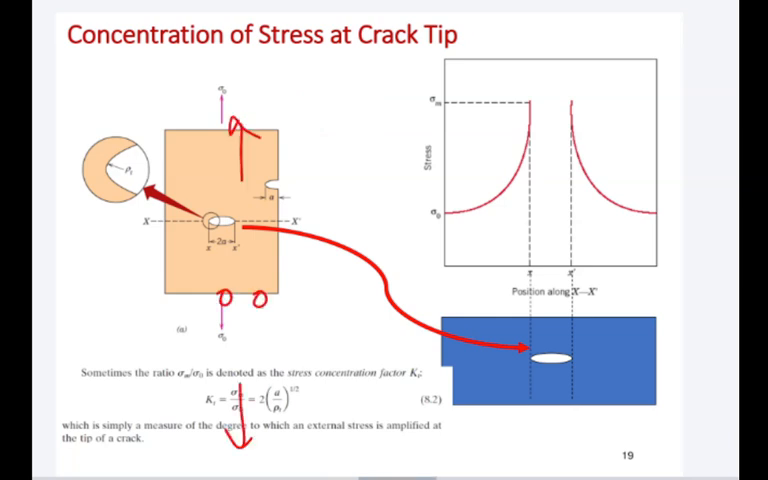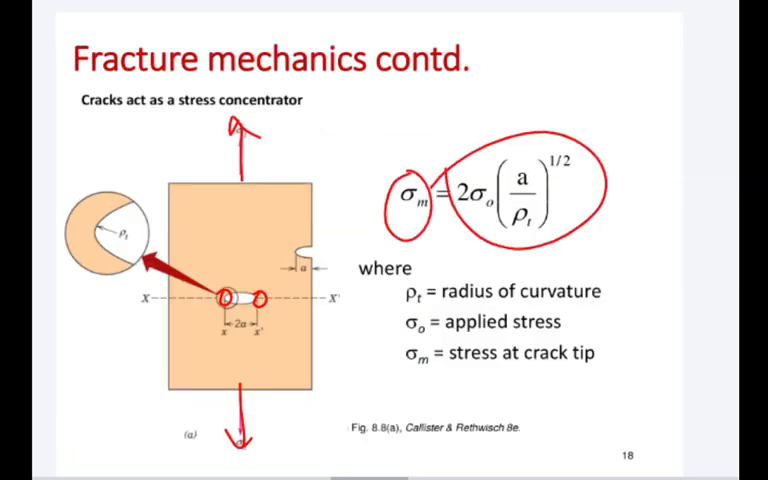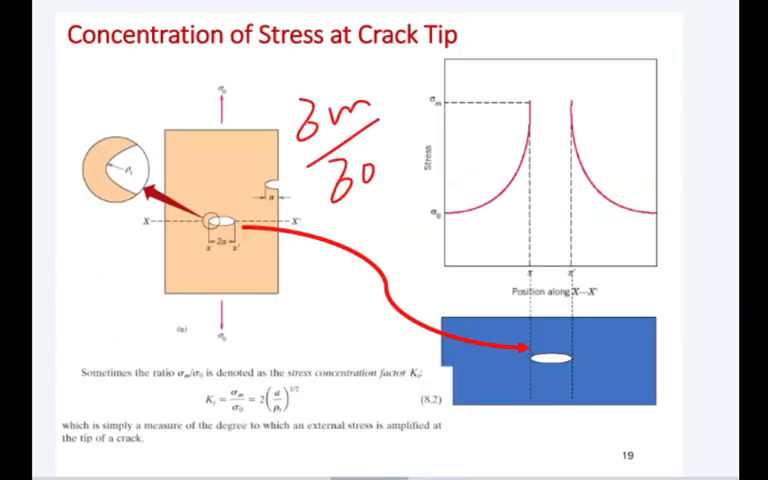And here we found sigma m. Sigma m is equal to this term. So you put sigma m in this formula, and you will get this. Right? So this term is known as the stress concentration factor, which is simply a measure of the degree to which the external stress is amplified at the tip of the crack. So sometimes in design, we use the stress concentration factor. Is it clear? Any confusion? Okay, good.